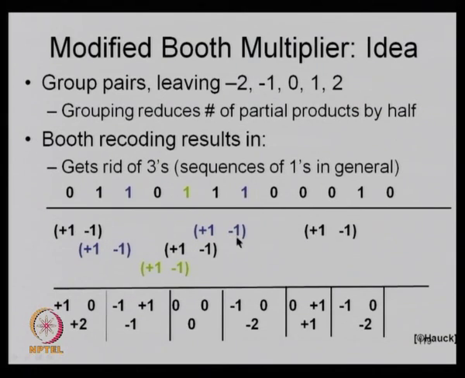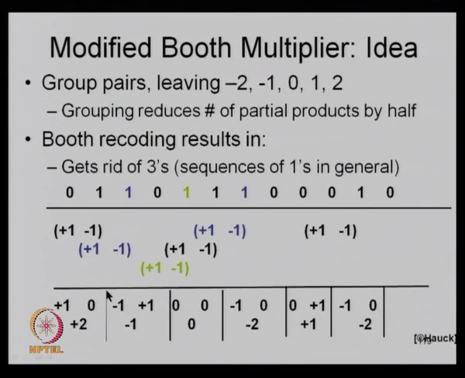For this one, I write minus 1 plus 1. For this one, I write this. For this one, I write minus 1 plus 1. This one, I write this. And if I then add vertically down, it is minus 1 0, then 0 plus 1 minus 1 0, 0 0 minus 1. Now, we know Booth encoding or recoding says this is equivalent of minus 2, this is equivalent of 0 1.